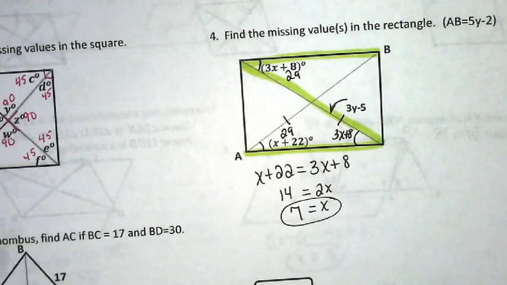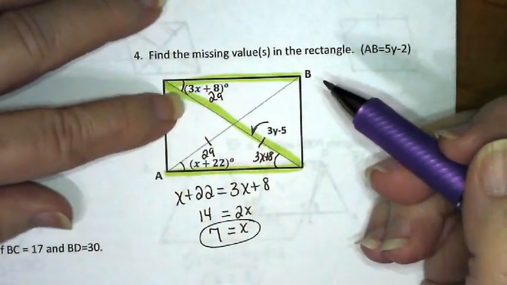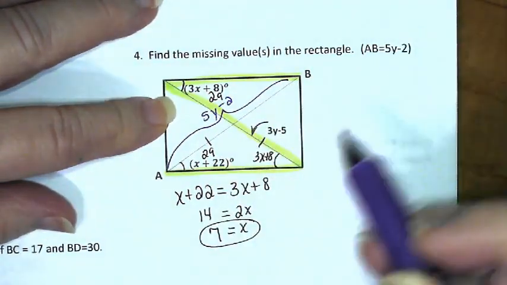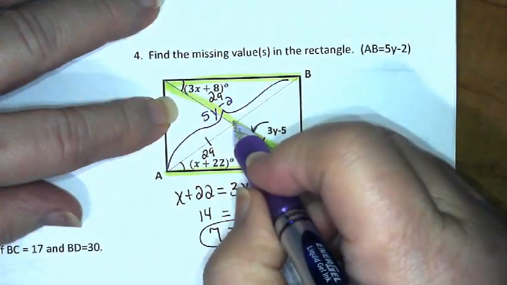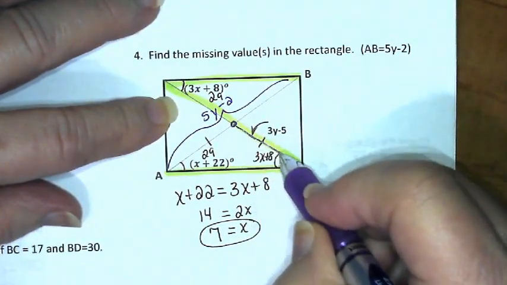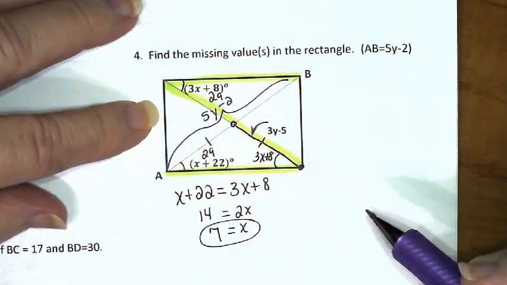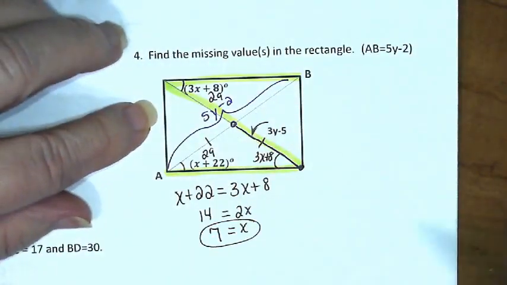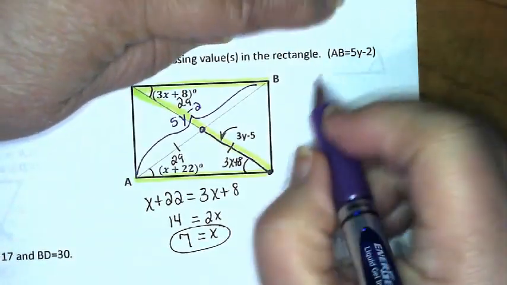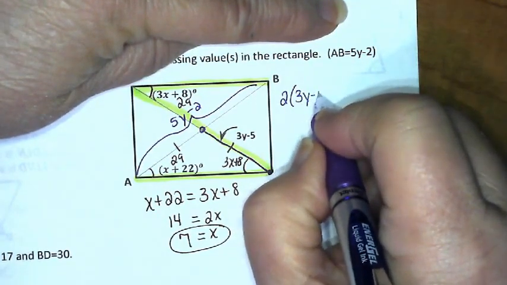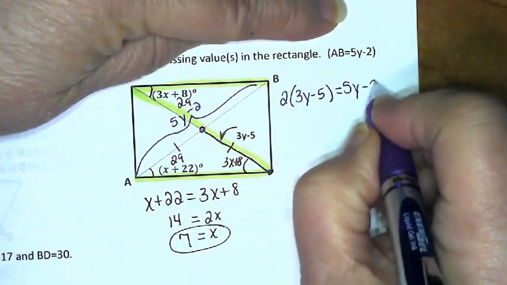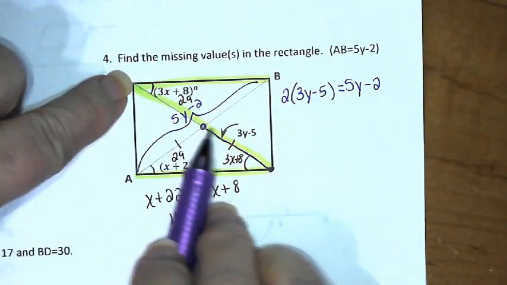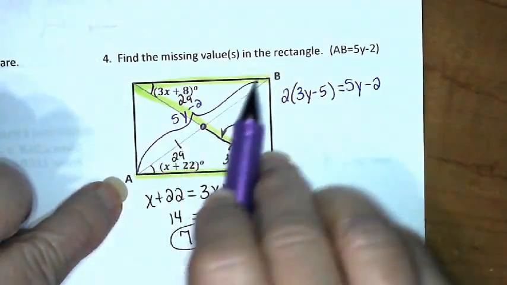Now let's look at this diagonal. I know that the entire diagonal from A to B is 5y minus 2. And then I know that this portion from here to here is 3y minus 5. Now the diagonals are equal and they've been cut in half. So I know that 2 of my 3y minus 5s are going to equal the 5y minus 2. 3y minus 5 is half a diagonal. The other half is also 3y minus 5, and it's equal to AB.